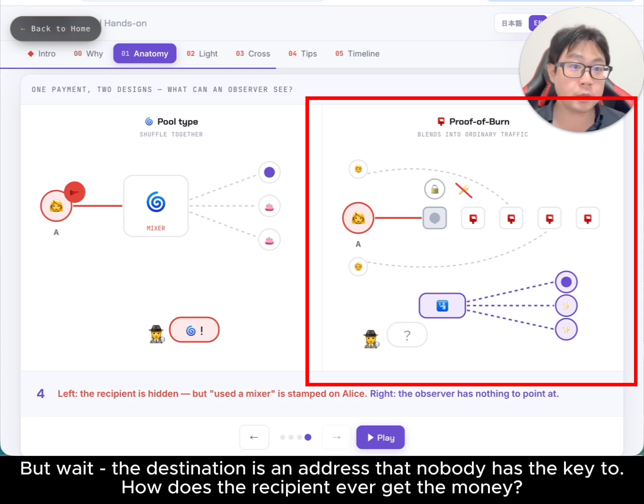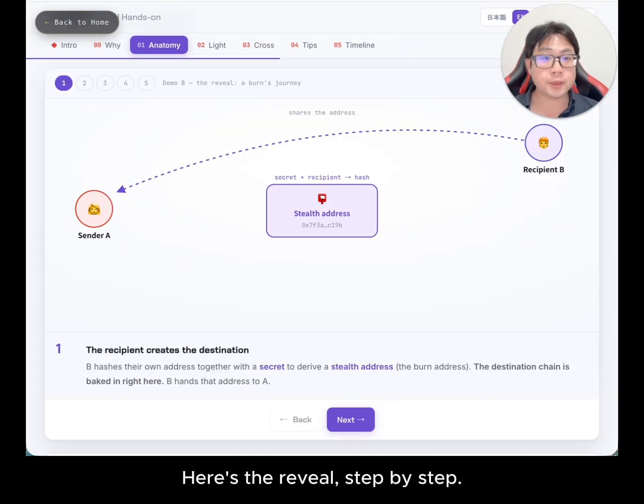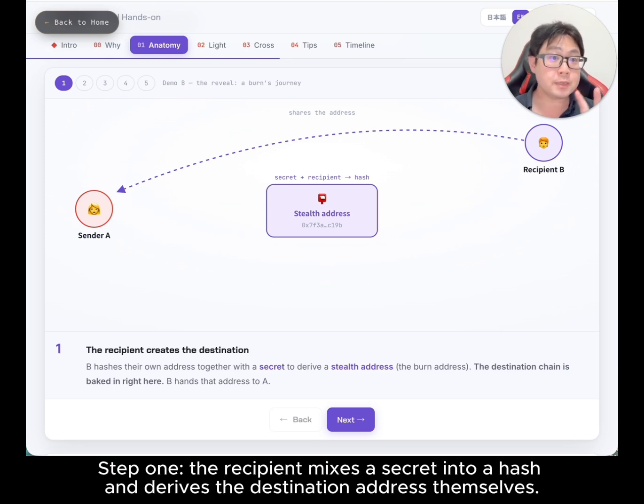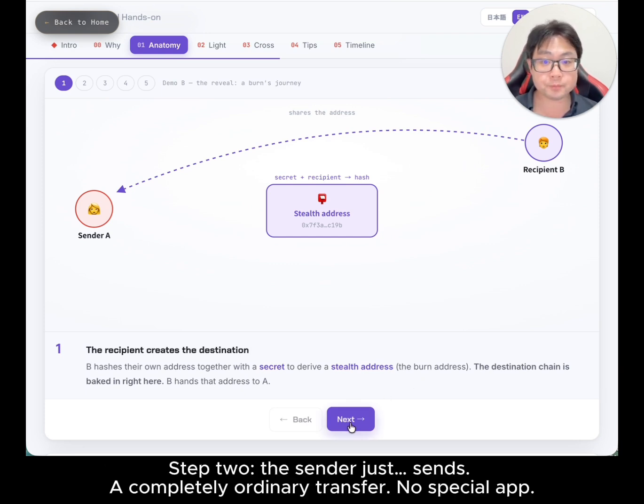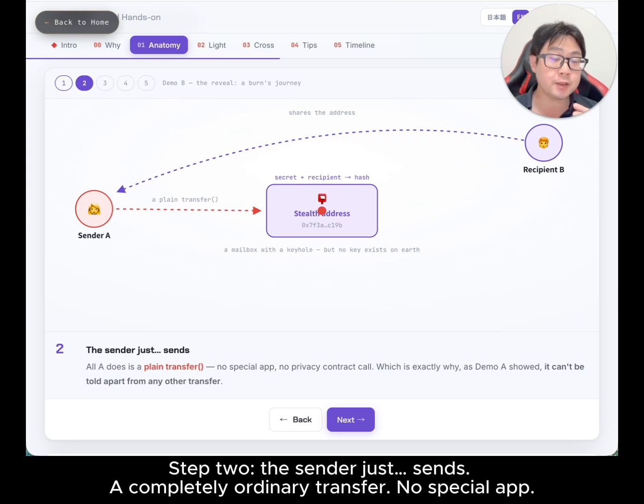But wait, the destination is an address that nobody has the key to. How does the recipient ever get the money? Here is the reveal, step by step. Step 1. The recipient mixes the secret into a hash and derives the destination address themselves. And next, step 2. The sender just sends a completely ordinary transfer, no special app.